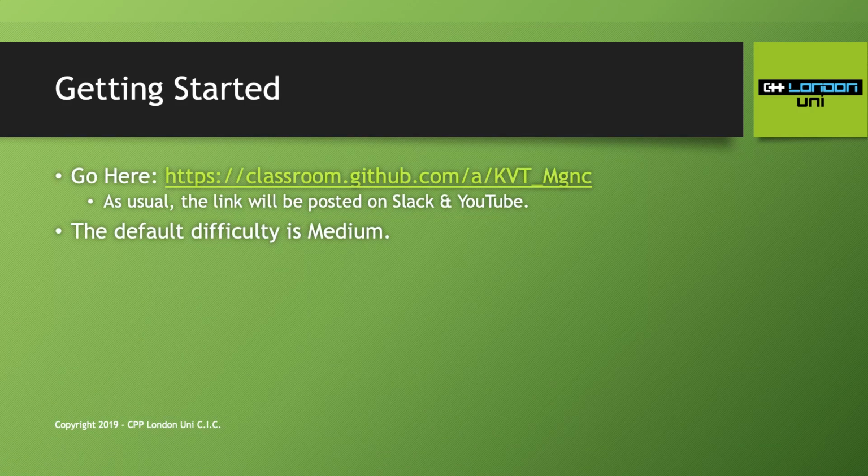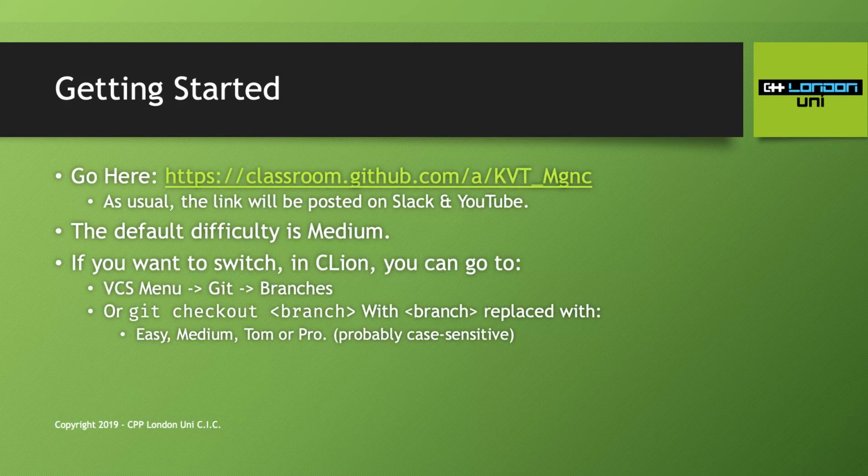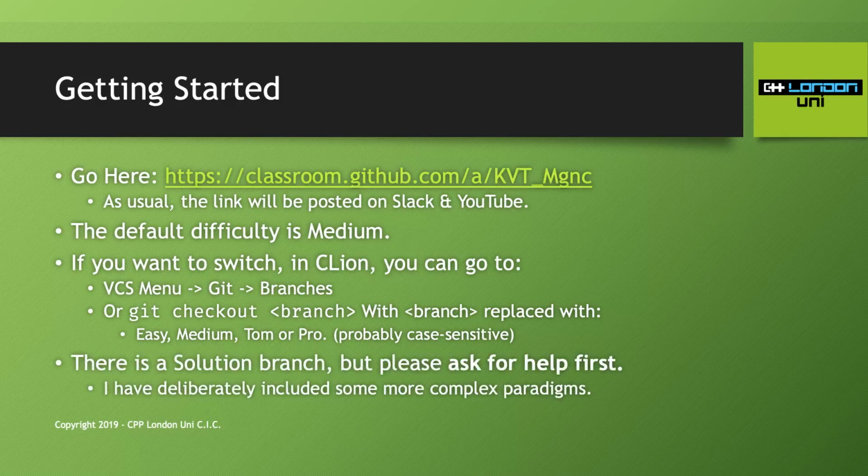If you need help switching branches, there's 2 ways to do it. CLion or Git checkout. And yes, there is a solution branch, but preferably please just ask for help before you give up. And I've also made it more complex, so don't try and copy the solution branch. I've deliberately made it more complex so that I'll know that you have.